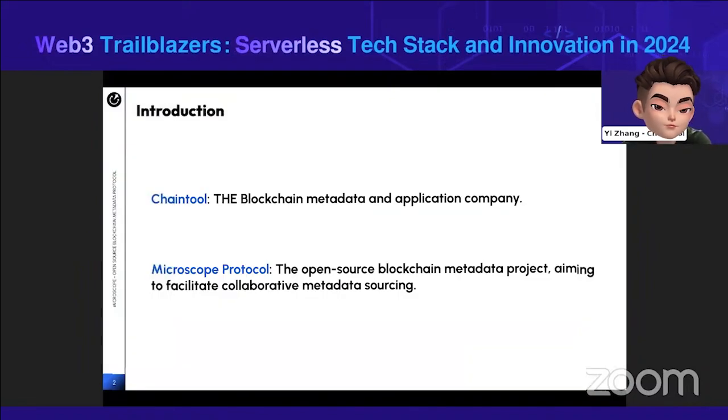Before the main content, please bear with me. Let me introduce our company and our project. Our Chaintool, we define ourselves as a blockchain metadata and application company. Our primary focus is to enrich the metadata for the industry. On one side, we also build some applications with metadata, for example, anti-money laundering compliance solutions for the industry as well. And the Microscope Protocols is an open source project, which is sourcing the blockchain metadata, aiming to facilitate collaboration for this objective.